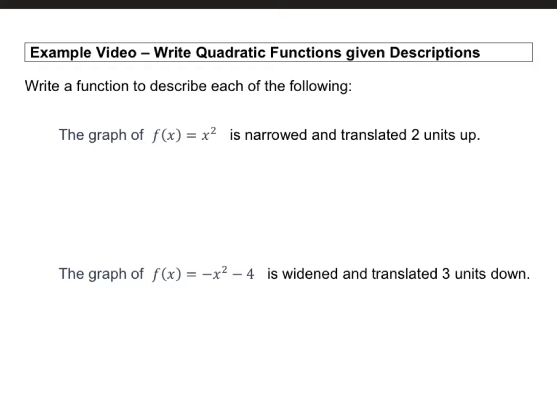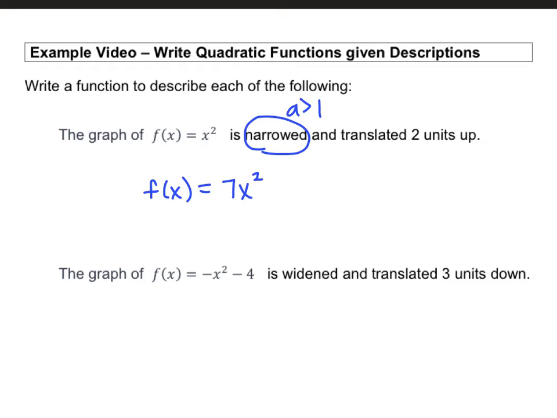So when we are narrowing and widening our graphs, that's where we might get some different answers. We're going to take an a value that is bigger than 1. That's going to narrow. We need an a value greater than 1. That's going to make our graph more narrow. So anything bigger than 1, I don't know, maybe a 7. A 7x squared is going to be more narrow than x squared.